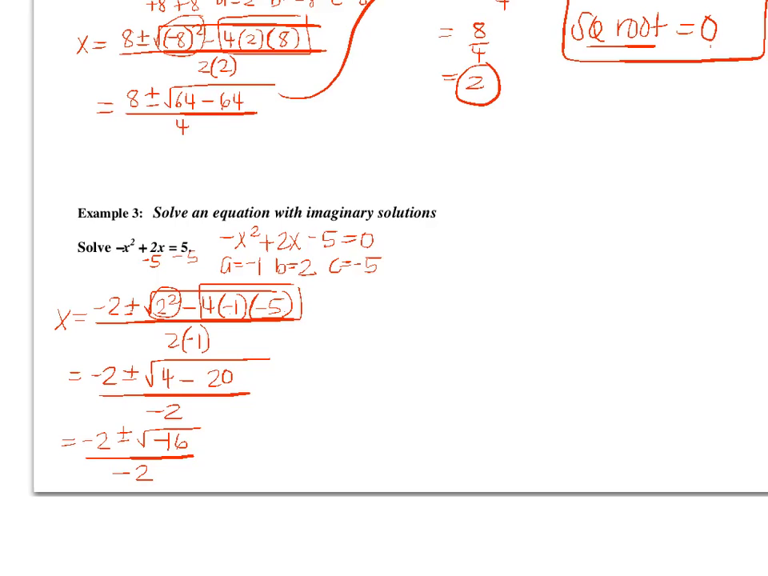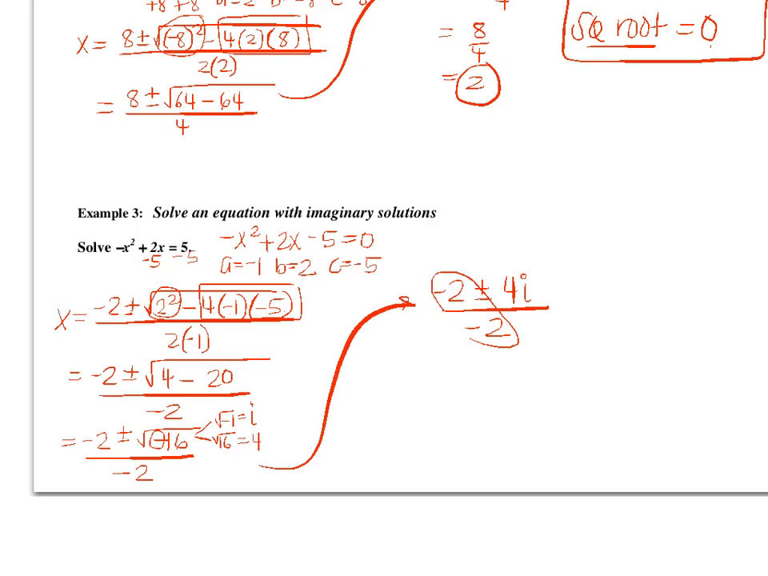Okay, let me walk back through and let's talk about section 4.6. When we said we had a negative underneath the square root, we could bring up the square root of negative 1 and then the square root of 16. The square root of negative 1 is just an i, and the square root of 16 is 4. So I'm going to move this over a second. I have negative 2 plus or minus 4i all divided by negative 2.